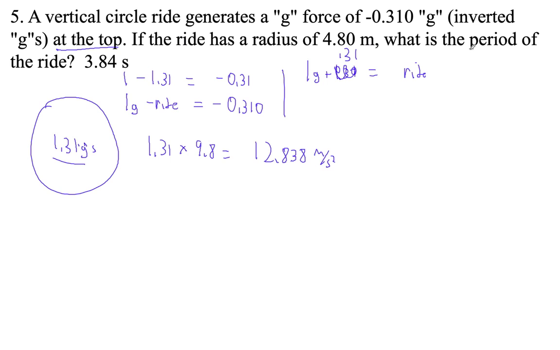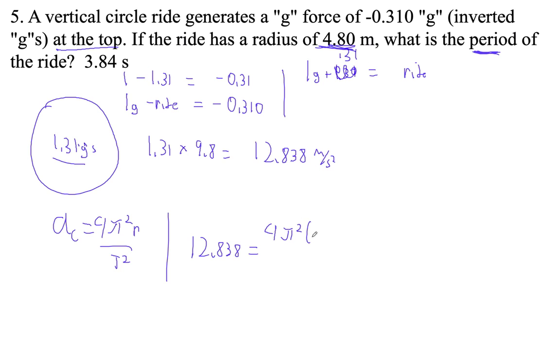And now they want to know the period, right? That's the confusing formula. So centripetal acceleration is 4 pi squared r over t squared. So 12.838 equals 4 pi squared, what's our radius? 4.8, divided by t squared. Well, my next step is going to be this: 4 pi squared times 4.8 over 12.838. That's t squared, and I'm going to calculate this whole side.